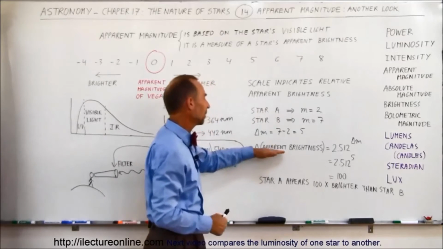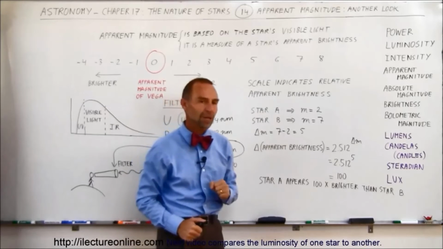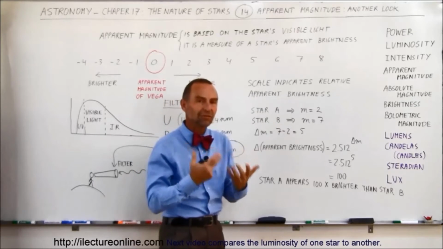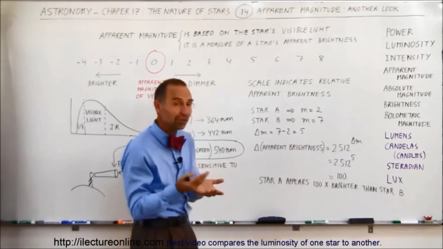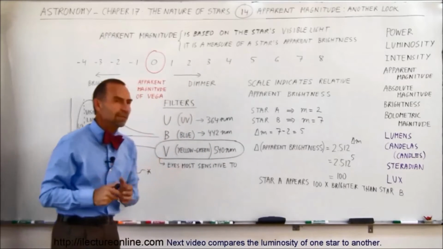So therefore we say the apparent brightness of star A is 100 times the apparent brightness of star B. And so it is 5 magnitudes brighter, or it appears 5 magnitudes brighter than star B. So what does it all mean?